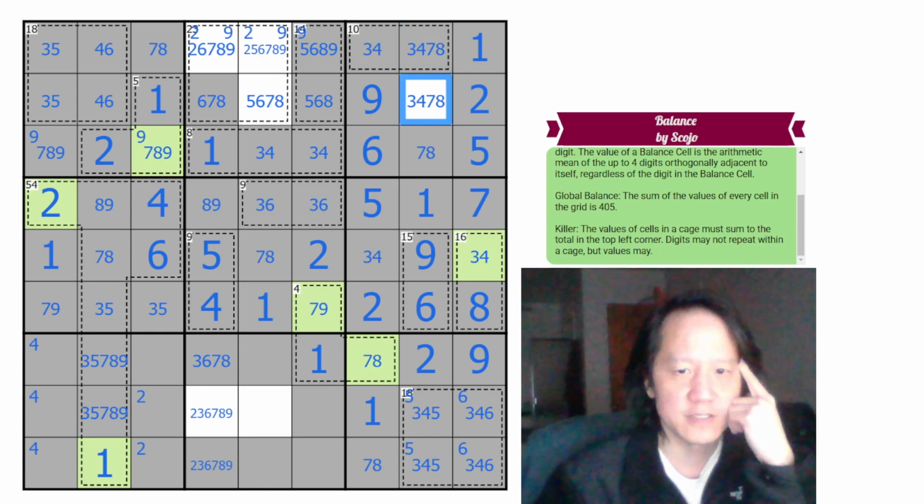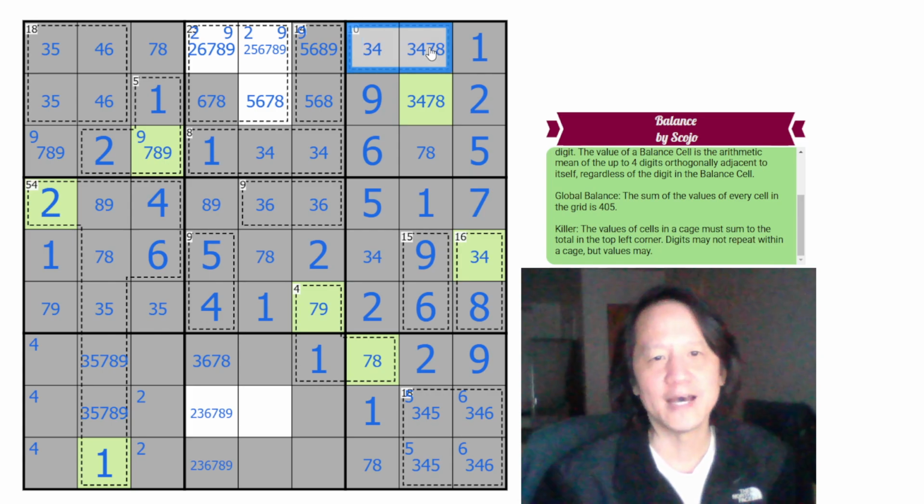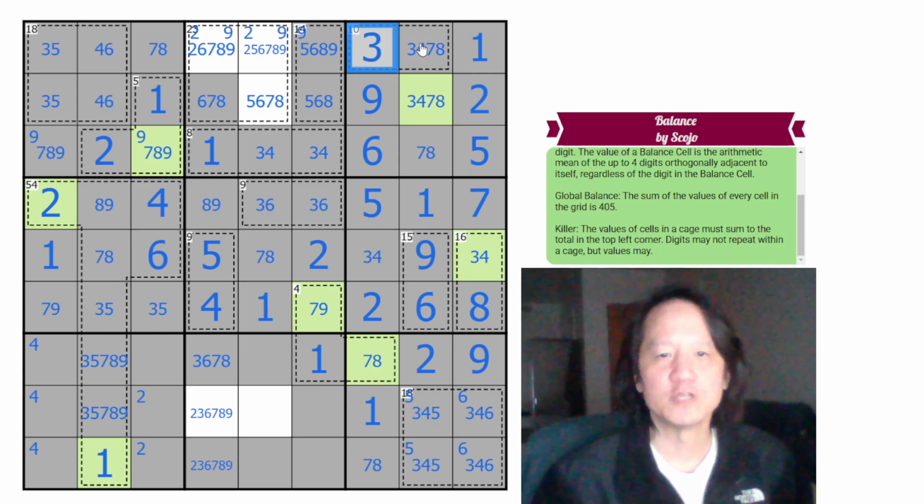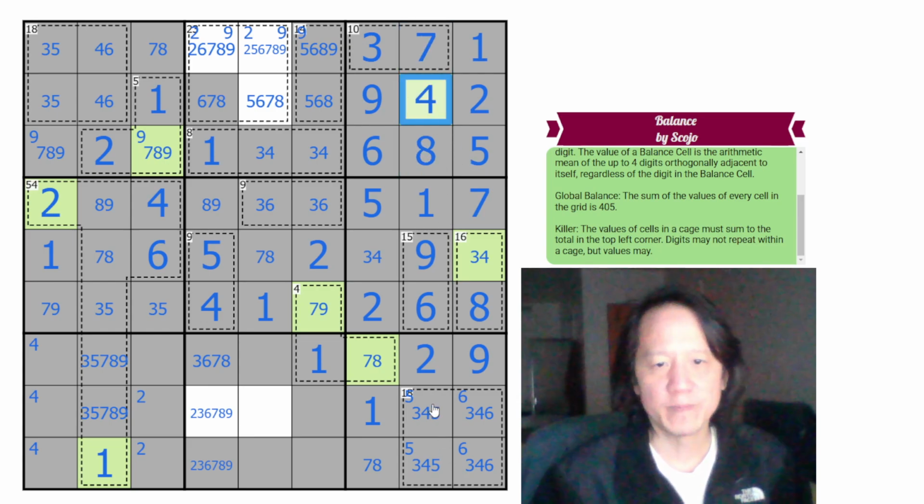Therefore, this is the balanced cell, and it has to be 3. Therefore, these must add naturally to 10, which makes this 3, that's 7, which makes that 8, therefore this is 4. So therefore, this can't be 3. This has to be 4 then, which makes that a 3. And this can no longer be, this has to be 4 and 6, which makes this 3 and 5.